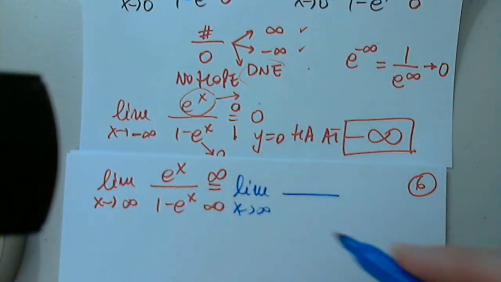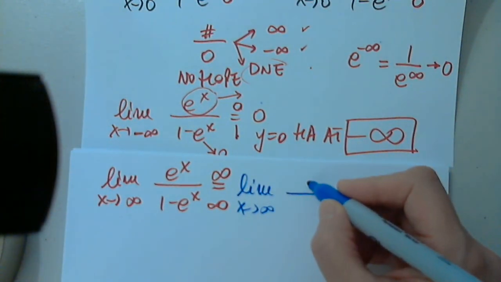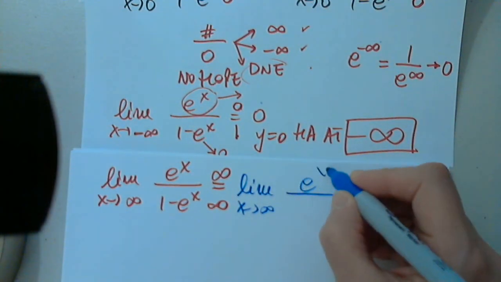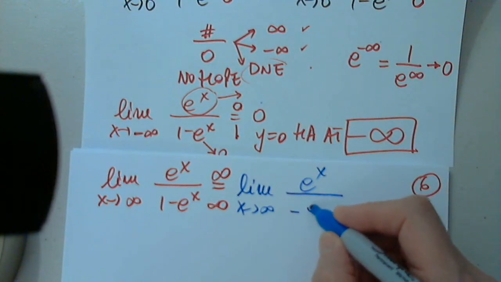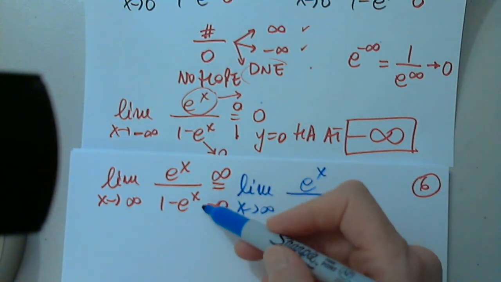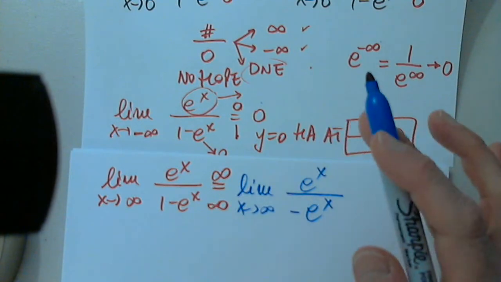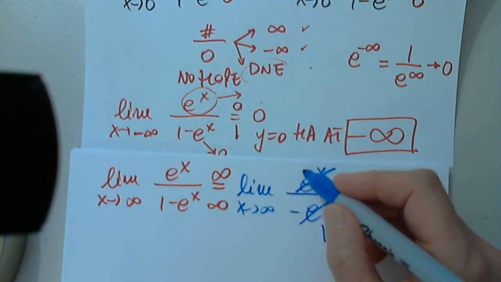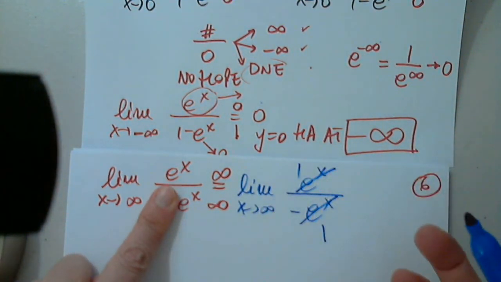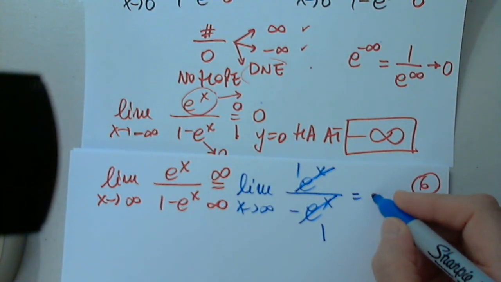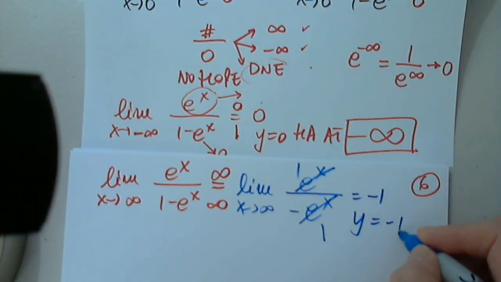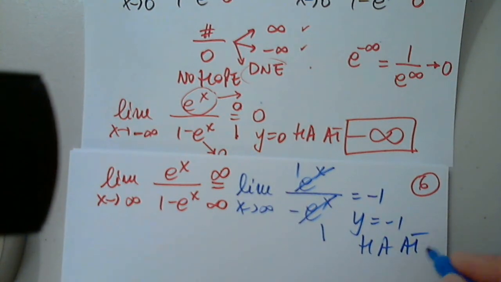Can anyone give us the derivative of the top? e to the x. Can anyone give us the derivative of the denominator? Is it negative e to the negative x? Why negative x? I was trying to remember what the rule was. There is no rule. It's just e to the x, right? Same thing. Good. What is the answer? -1. Excellent. y equals -1 is a horizontal asymptote at infinity.